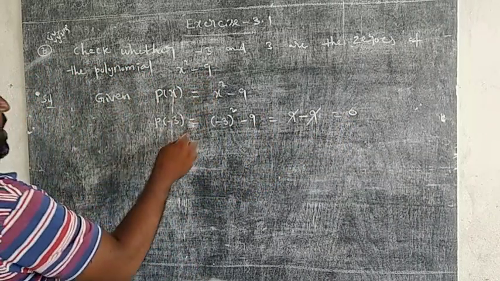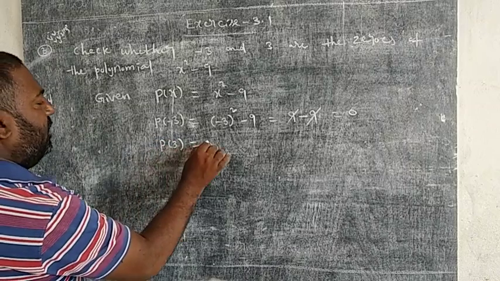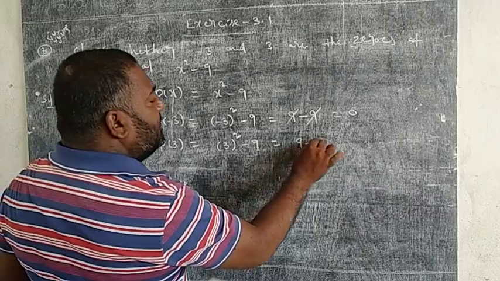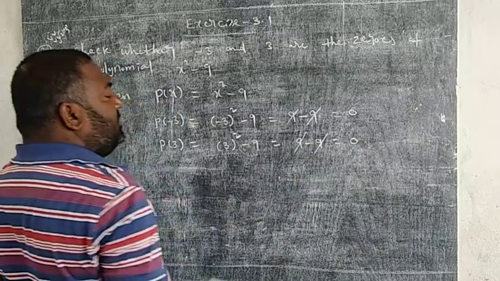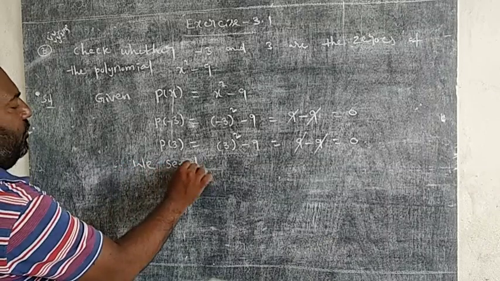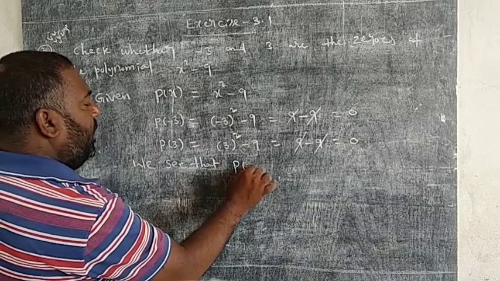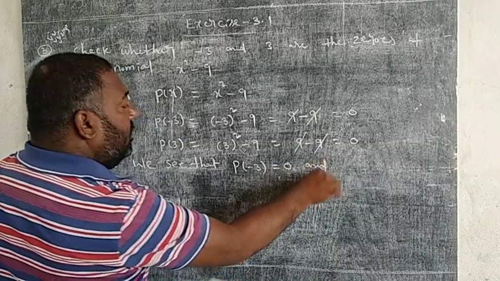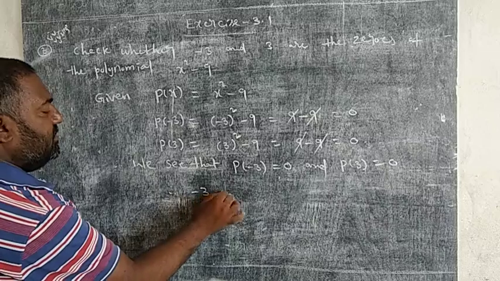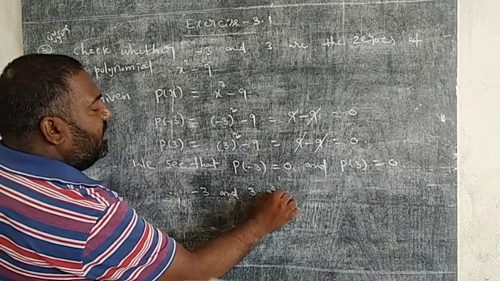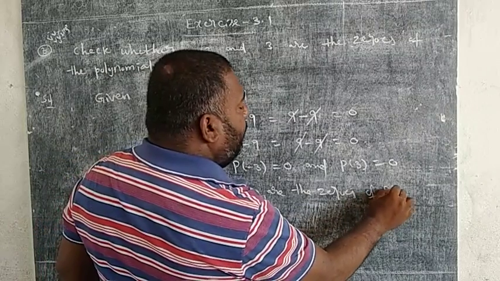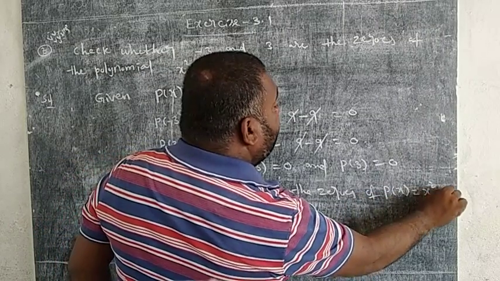Again, is p of 3 a zero or not? P of 3 is equal to 3 square minus 9, that is 3 square value 9 minus 9. So it is also 0. +9 minus 9 gets cancelled. Therefore, we see that p of -3 is equal to 0 and p of 3 is equal to 0. Therefore, -3 and +3 are the zeros of p of x is equal to x square minus 9.